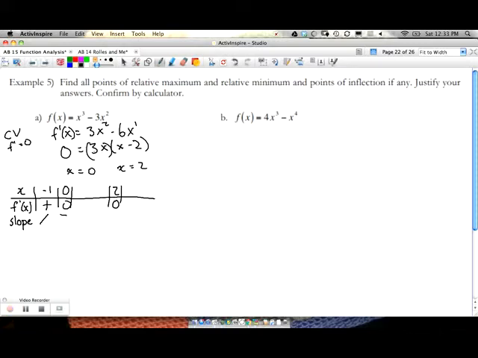Well, what's happening between 0 and 2 then? Let's try 1. 3 times 1 is 3. 1 minus 2 is negative 1. So if I try 1, that would be negative, which means I'm decreasing. Then let's look at what happens after 2. Plug in 3. 3 times 3 is 9, 3 minus 2 is 1, so that's positive. I'm increasing, and I'm 0 in between. And now it should almost be obvious. You look at this and you see, oh, so at 0 I have a max, and at 2 I have a min, because I'm going up and down.